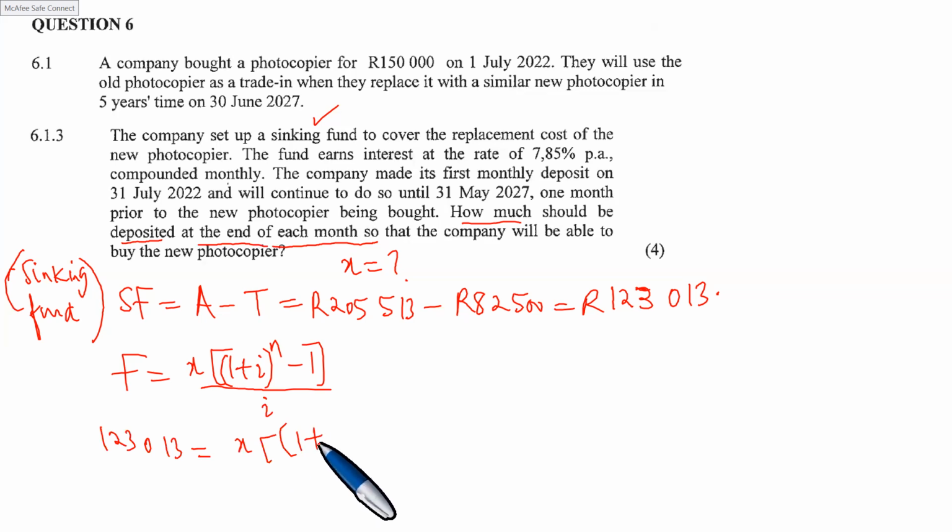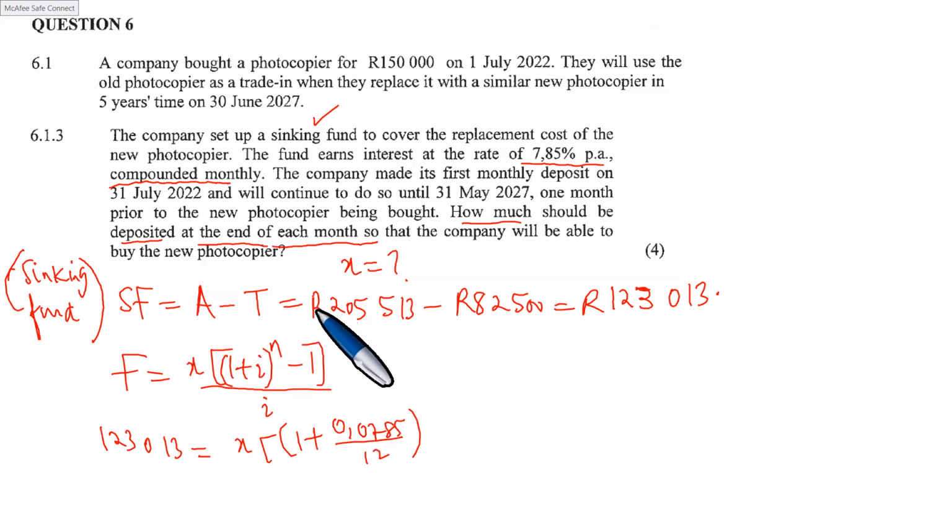What is the i? Remember that the sinking fund earns interest at a rate of 7.85% per annum, but is compounded monthly. So we're going to divide this one by 100. If we do that, we have 0.0785. It's compounded monthly, so you divide by 12. Then you raise this to the power. What power? We need to think about this.